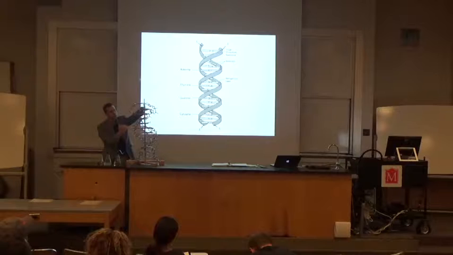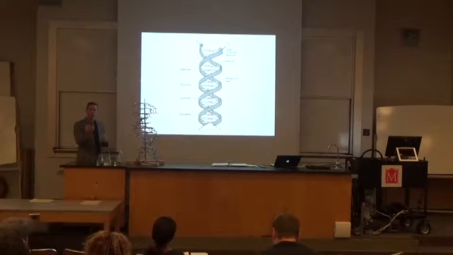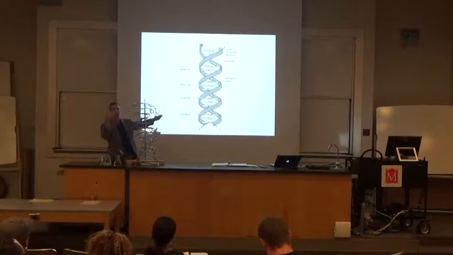So this was the model that Watson and Crick proposed in 1953. And it was one of the competing models. There were a couple of three helical models with the faces of these things sticking on the outside, right, and these phosphates on the inside.